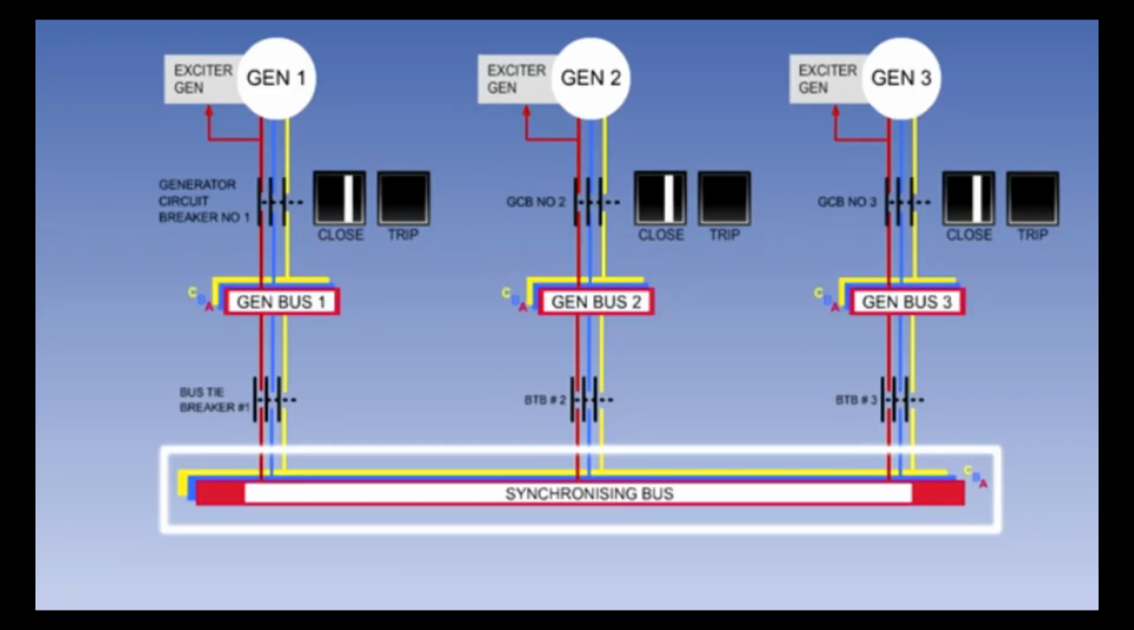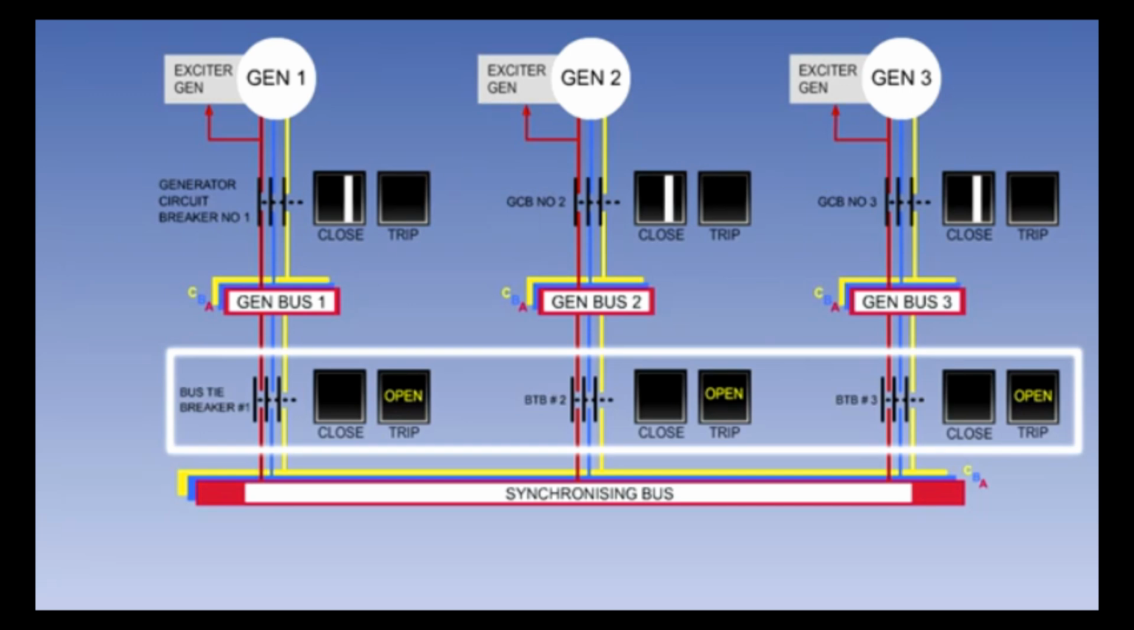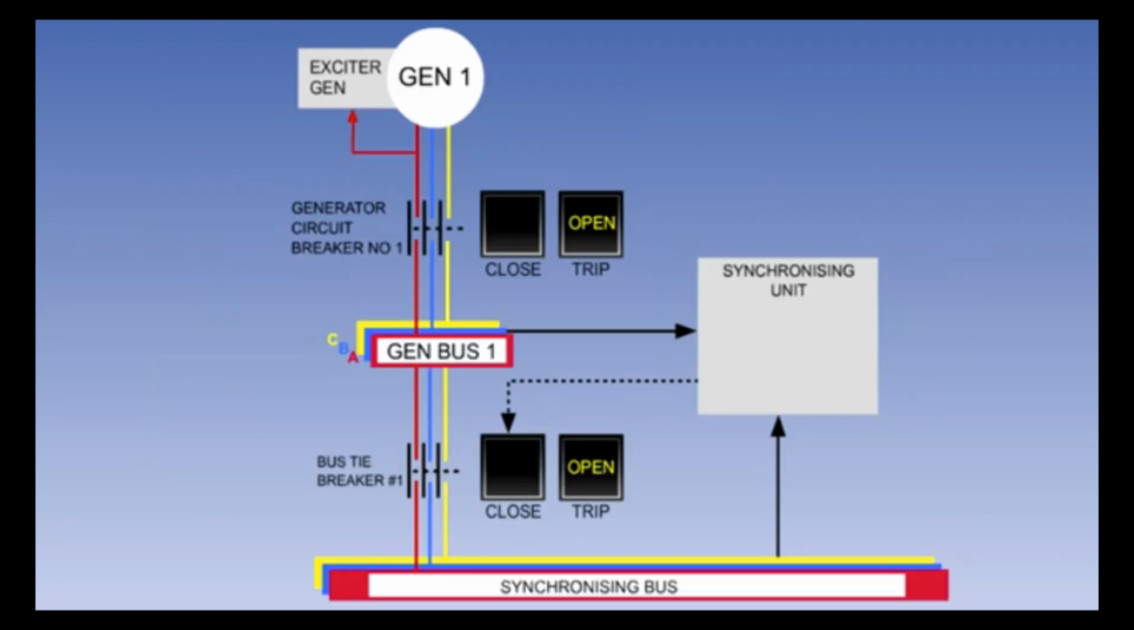To operate the generators in parallel, they are connected through their respective generator bus bars to a synchronizing bus bar by bus tiebreakers or BTBs. A bus tiebreaker is a 3-phase relay, very similar in construction to a generator control breaker. And again, it can be controlled automatically or manually from the flight deck. Automatic control of the BTBs is provided by a synchronizing unit.